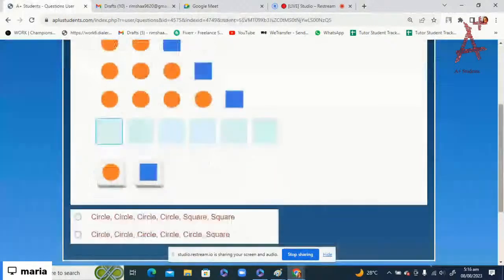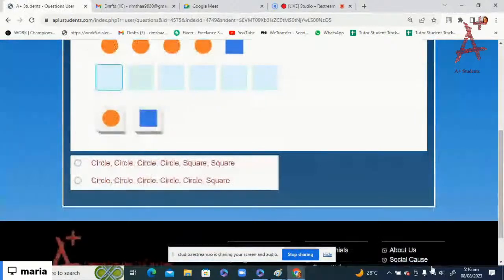Let's check. One, two, three, four. In option A, four circles and two squares. That is wrong because there should be only one square. Let's check option B. One, two, three, four. Four circles and one square. This is right. Okay.